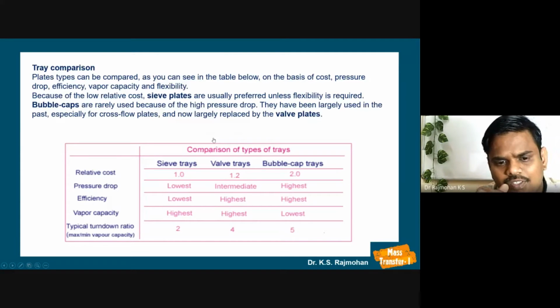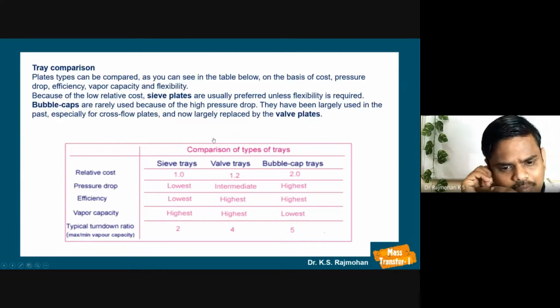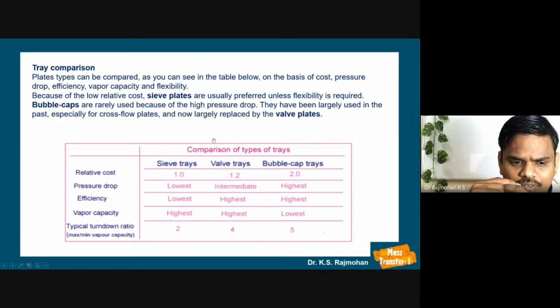If you look at the efficiency, obviously bubble cap will have the highest efficiency, and the vapor capacity is lowest in bubble cap. Because the bubble cap is involved, we cannot have very high vapor flow rates, whereas in the case of sieve trays we will have the highest. And with respect to turndown ratio, a bubble cap column can be operated for a wide range of operations.